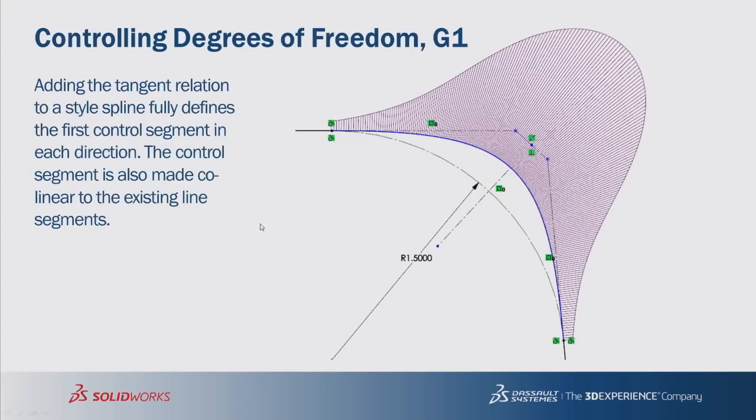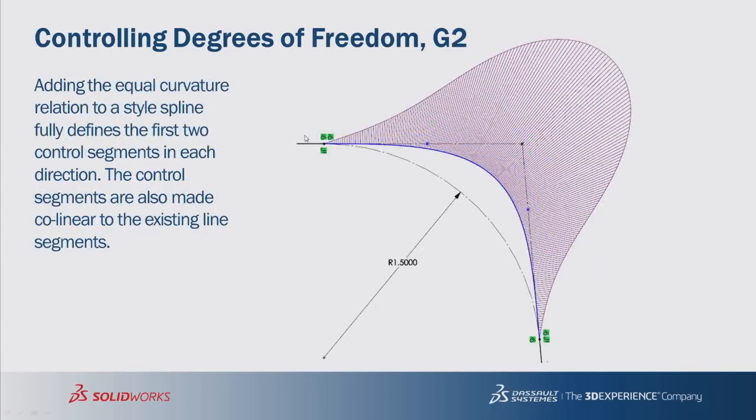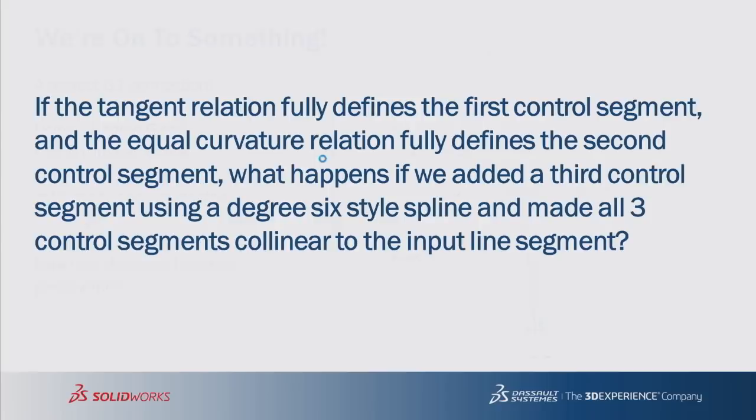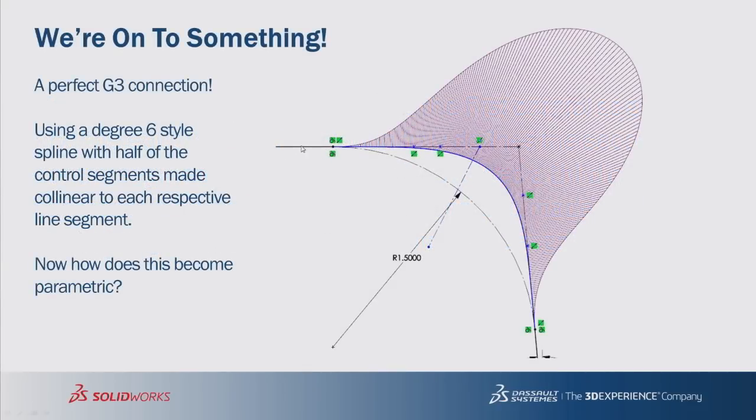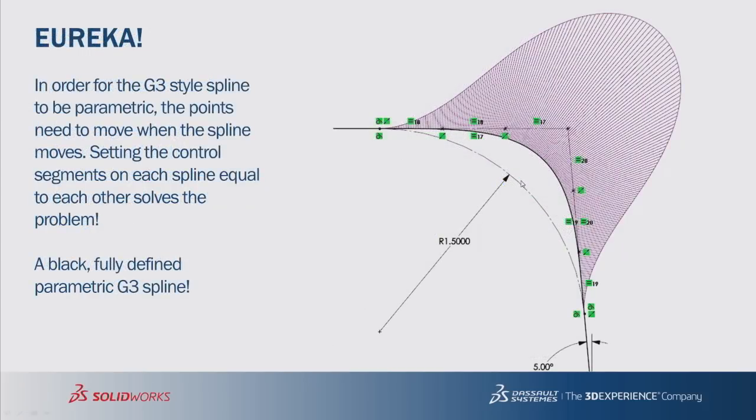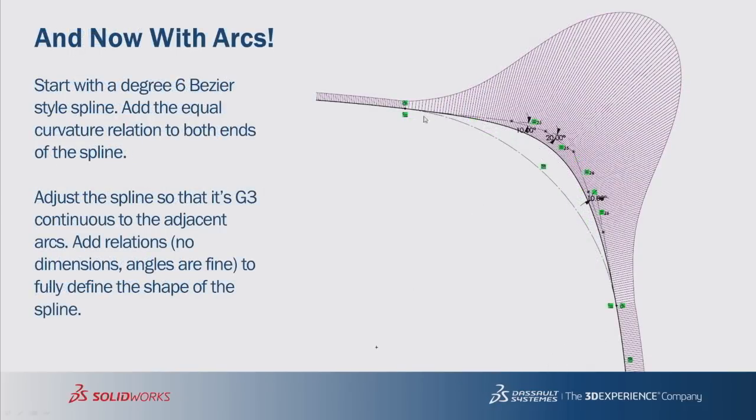So just to recap, the number of degrees of freedom is defined based on the level of the connection. So that tangent, we take up 1 degree of freedom. The G2, we take up 2 degrees. The G3, we take up all of the 3 degrees. So if we're just making straight lines, it's really simple. Just make collinear. We can add the equals relationship. If we're making it to arcs, we got to do a whole bunch more setup work, which is sketch the spline, drag the points, make it look nice, add some angle relations and some equal or collinear relations, and we're in business. We now have a G3 connection between arcs.